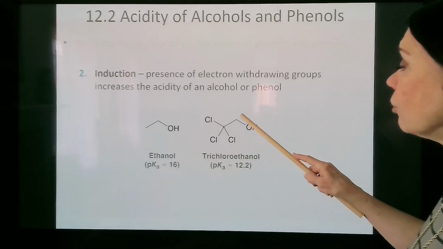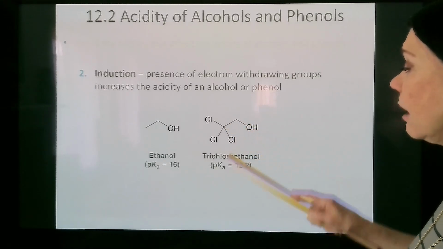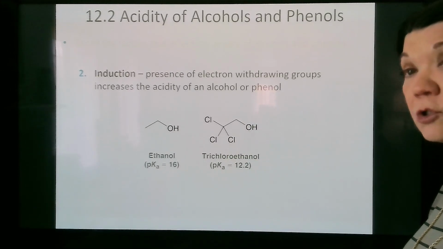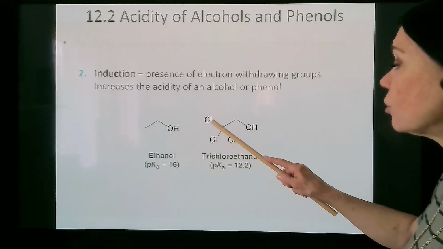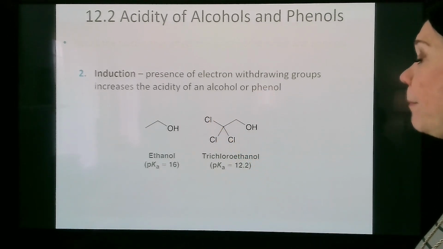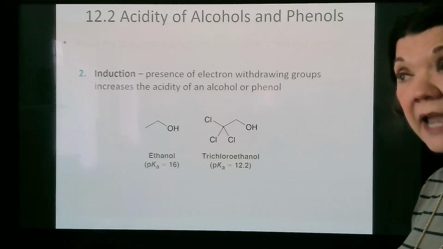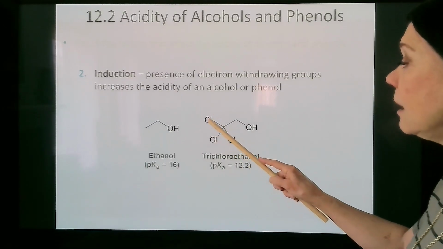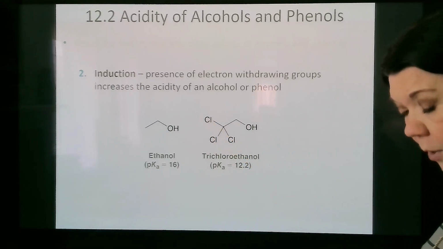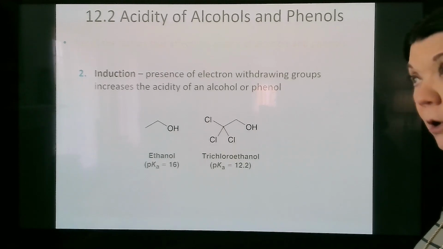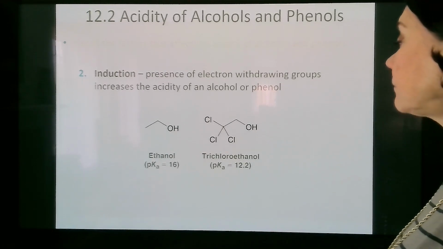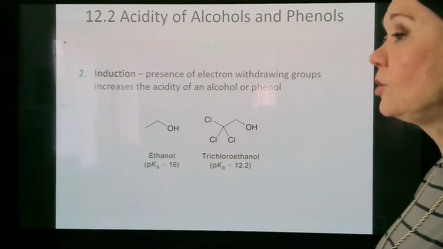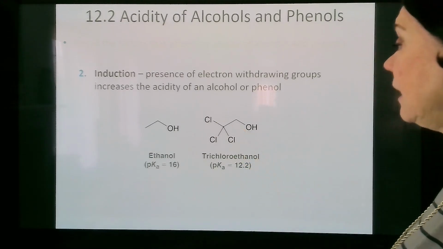And so withdrawing the electron density off of oxygen spreads the electron density out and stabilizes that anion. So each of these chlorine atoms will bear a little bit of a partial negative charge. So the negative charge will be spread out and you'll actually be able to see the chlorines become partially negative, bearing a partial negative charge. And so therefore, this molecule, the trichloroethanol, is more acidic and it's reflected in a lower pKa.